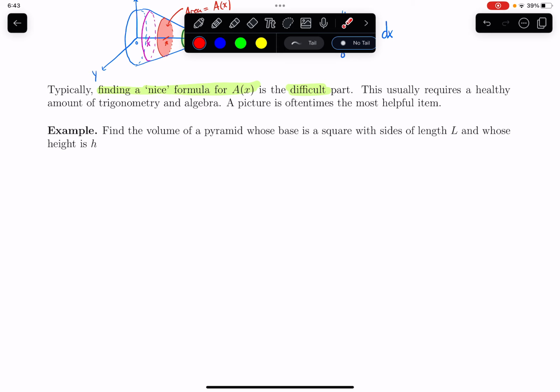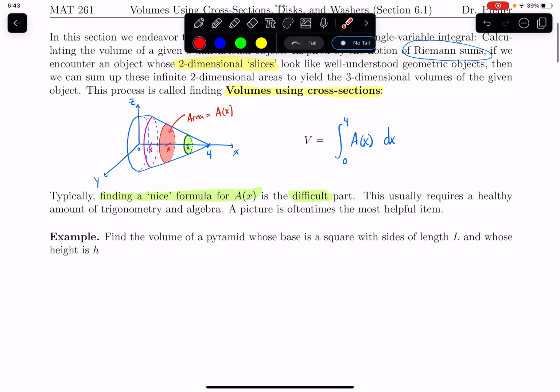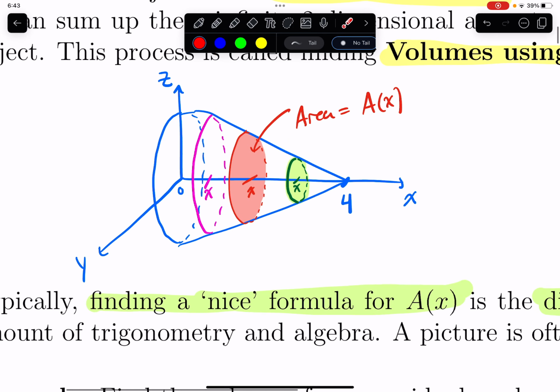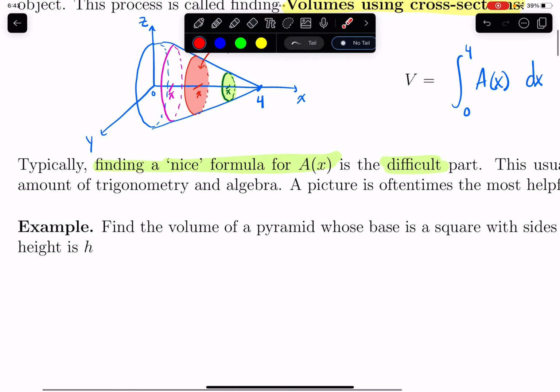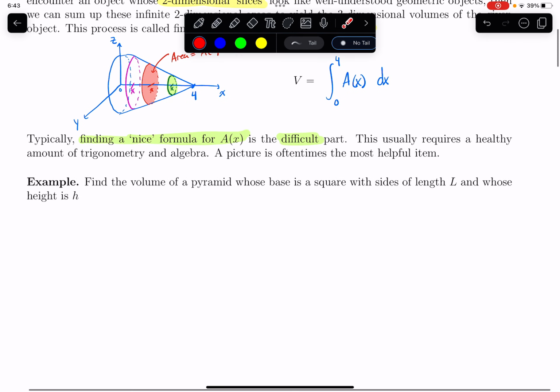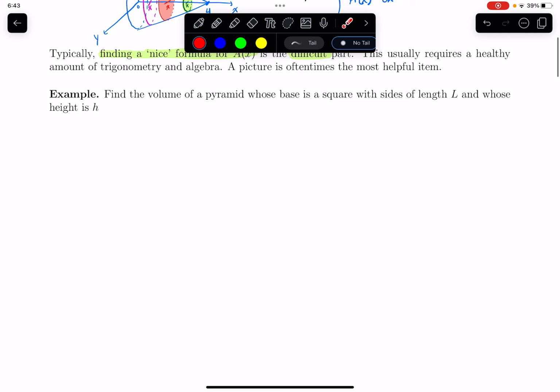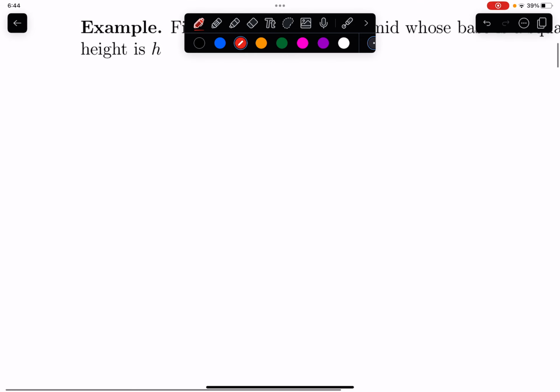In fact, based off of this discussion up here, this idea of turning objects on their side to slice them as if it was a table saw is exactly the type of picture we're going to want to draw right here. So let's draw a picture, because that's the most important part of this entire thing. A picture is oftentimes the most helpful item. So let's draw a picture up here in the upper left-hand corner.